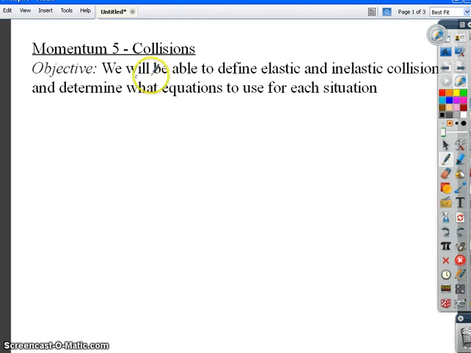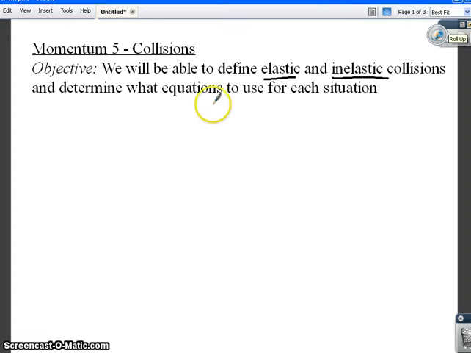Okay, today we will be able to define elastic and inelastic collisions and determine what equations to use for each situation. So we're going to have collisions. That means two things are colliding, and we're going to be able to talk about an elastic collision and an inelastic collision. So let's first define these two.